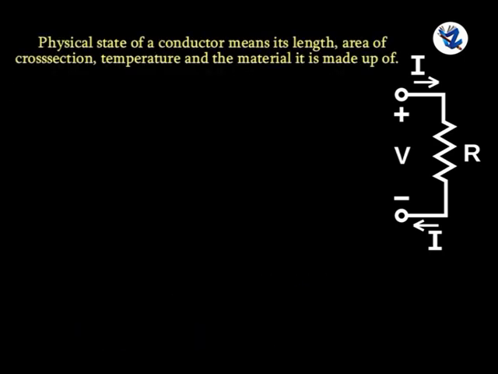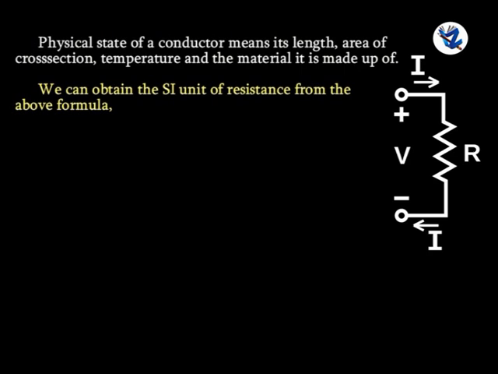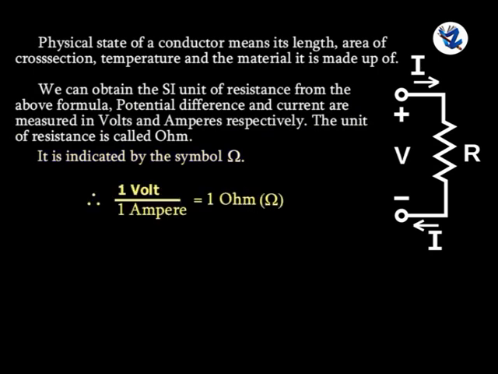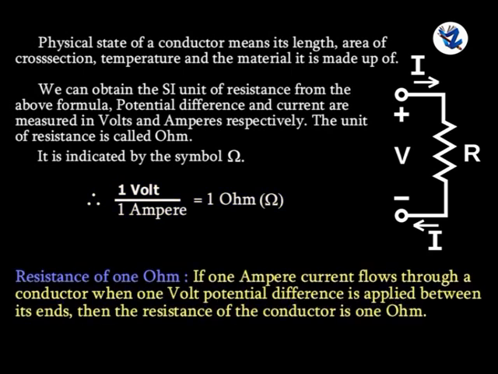And the physical state of the conductor means its length, area of cross section, temperature and the material it is made up of. We can obtain the SI unit of resistance from the above formula. Potential difference and current are measured in volts and amperes respectively. The unit of resistance is called Ohm. It is indicated by this symbol. Therefore, 1 volt upon 1 ampere is equal to 1 Ohm. Resistance of 1 Ohm: if 1 ampere current flows through a conductor when 1 volt potential difference is applied between its ends, then the resistance of the conductor is 1 Ohm.